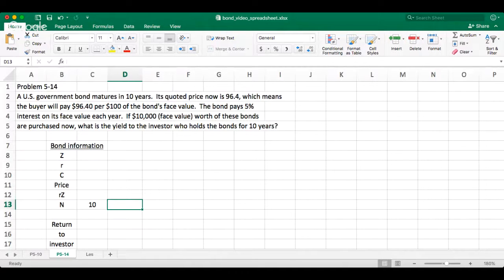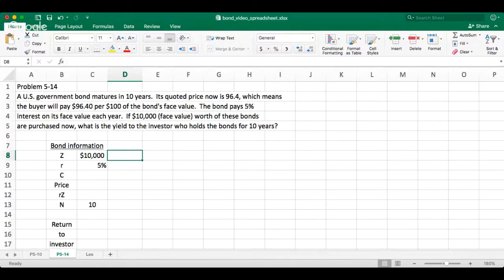The bond pays 5% interest on its face value each year. 5% is the coupon rate or the bond rate. I'm going to place that here, 5%. If $10,000 face value worth of these bonds are purchased now, so the face value of the bonds we're purchasing now is $10,000. What is the yield to the investor who holds the bonds for 10 years?